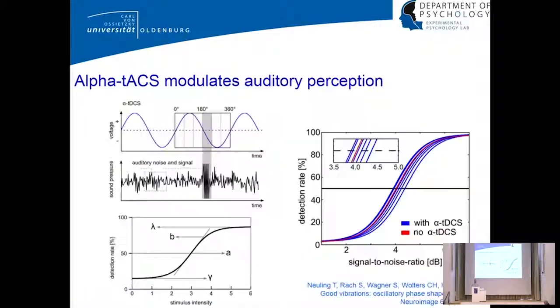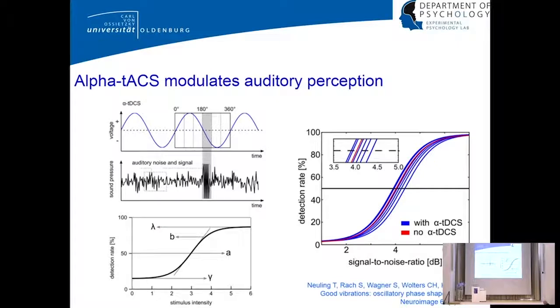Once we knew that, we, of course, wanted to show that this is any good for some cognitive function. And we did a couple of other studies in the visual system, which I will not show here because we're talking about the auditory system and about language. And what we did here is that we applied tACS exactly at 10 hertz, and then we had an auditory task where we had white noise, and embedded in the white noise, we had brief impulses of sine waves that were supposed to be detected.